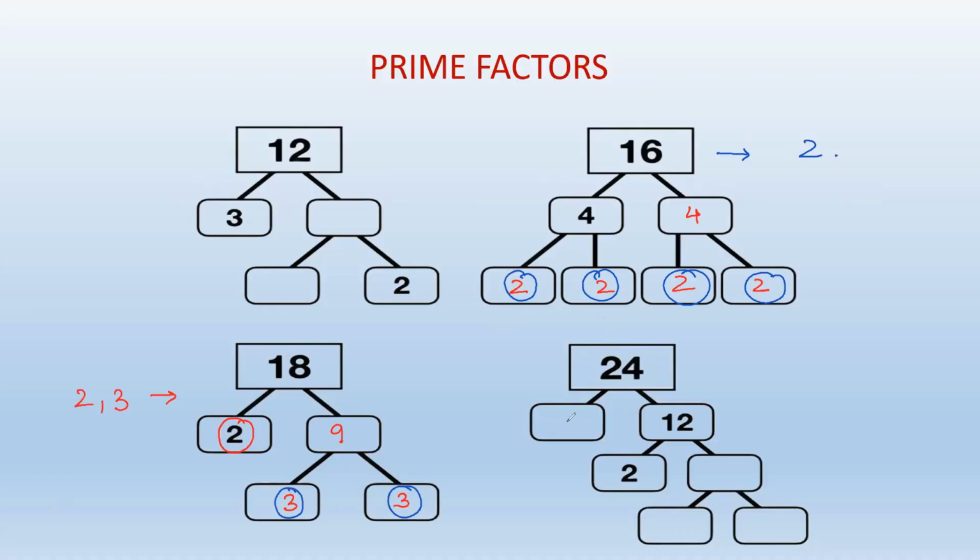Now for 24, we get 2 times 12. Now 12 can further be divided into 2 times 6, and further 6 can be written as 2 times 3. Now let us circle the prime numbers. We know 2 is a prime number, hence let's circle 2 everywhere, and we know 3 is a prime number. So the prime factors of 24 are 2 and 3.